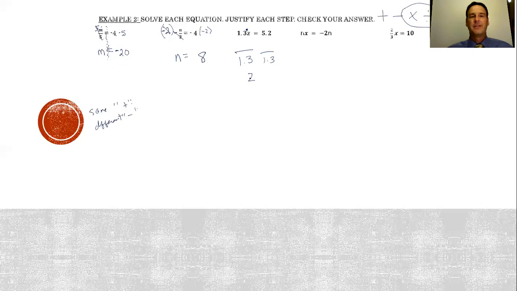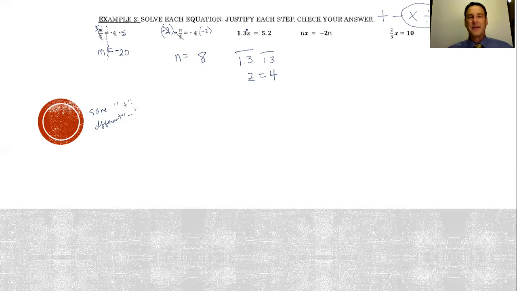And so 1.3 over 1.3, those guys are going to go away. And 5.2 divided by 1.3, again, you can do that in your calculator if you want, because that's kind of nasty. It does give you a nice clean number. It gives you 4.